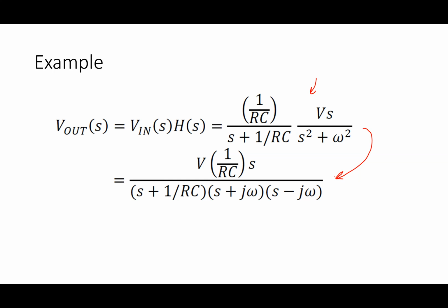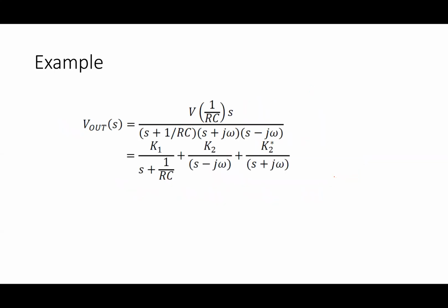That means this guy would turn into, essentially, if I did this right, this. That's how you would solve this by partial fractions: K1 over S plus 1 over RC, plus K2 over S minus j omega, plus K3 over S plus j omega.